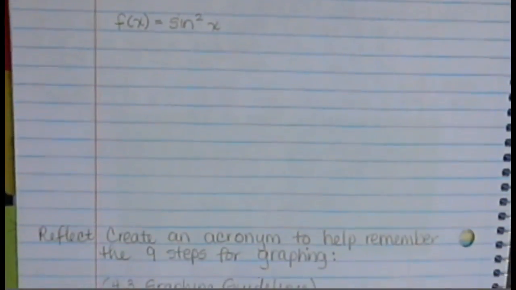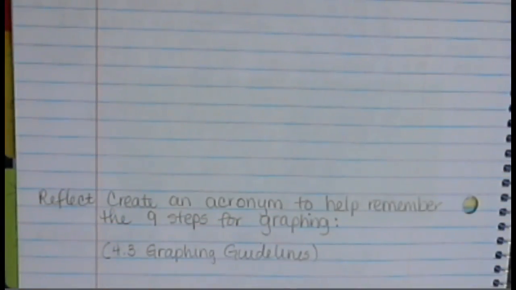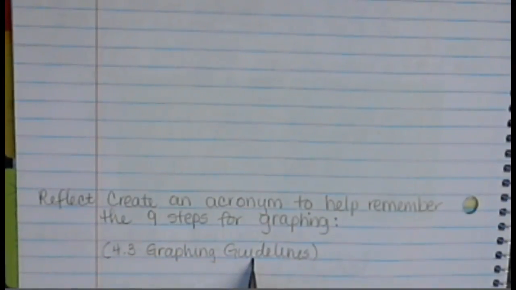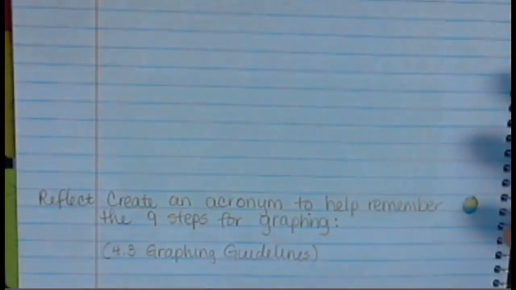The reflect is for you to create a mnemonic device that can help you remember the 9 steps for graphing. You can find the 9 steps for graphing in your textbook in section 4.3, graphing guidelines. So if you go to MyMathLab, go into searching the textbook, and you should be able to go to chapter 4 section 3 and go to the interactive textbook, and you will see graphing guidelines there. We should also be covering them in the lecture notes as well, but that's a good place to find them. So like I said, you can pause so you can try to do the review on your own.